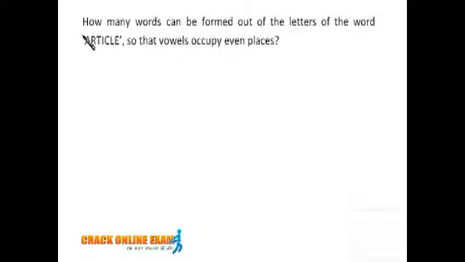How many words can be formed out of the letters of the word ARTICLE so that vowels occupy even places? Now we have 7 letters, so 1, 2, 3, 4, 5, 6, 7. We have 3 even places, right? And we have how many vowels? That is A, I, and E. And the remaining are R, T, C, and L, right?